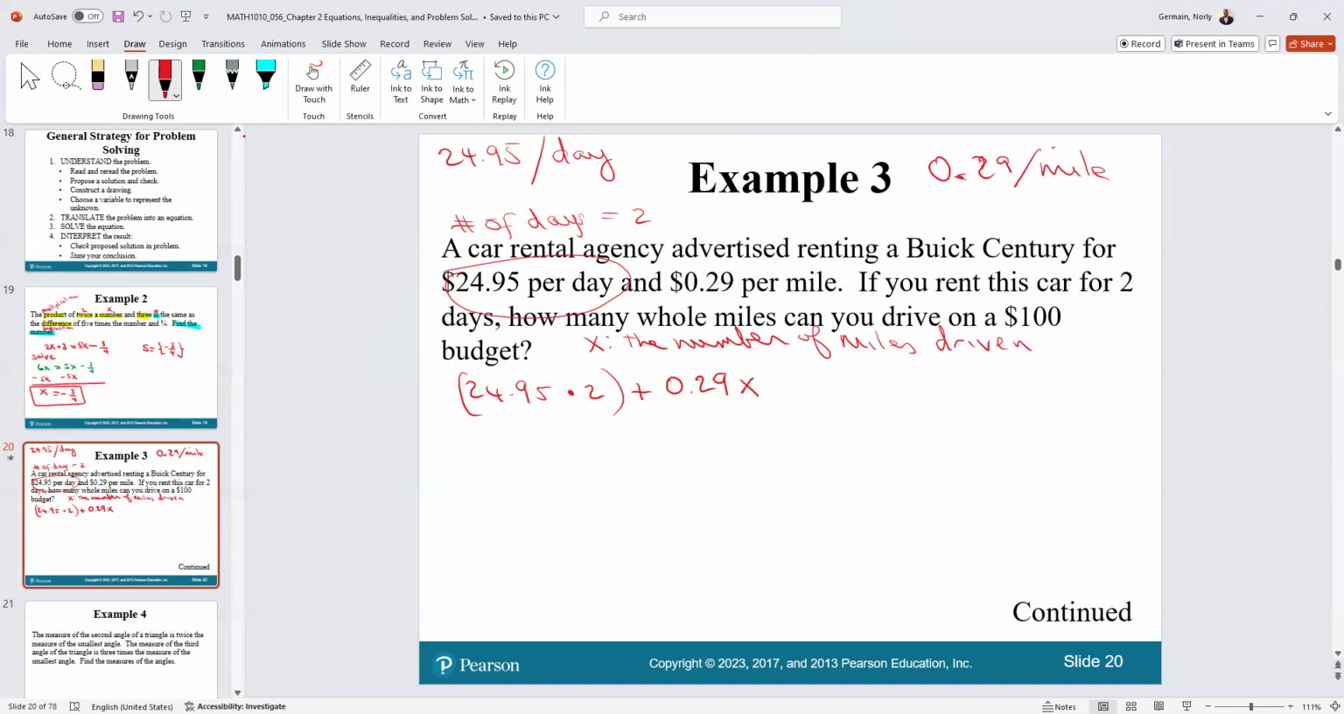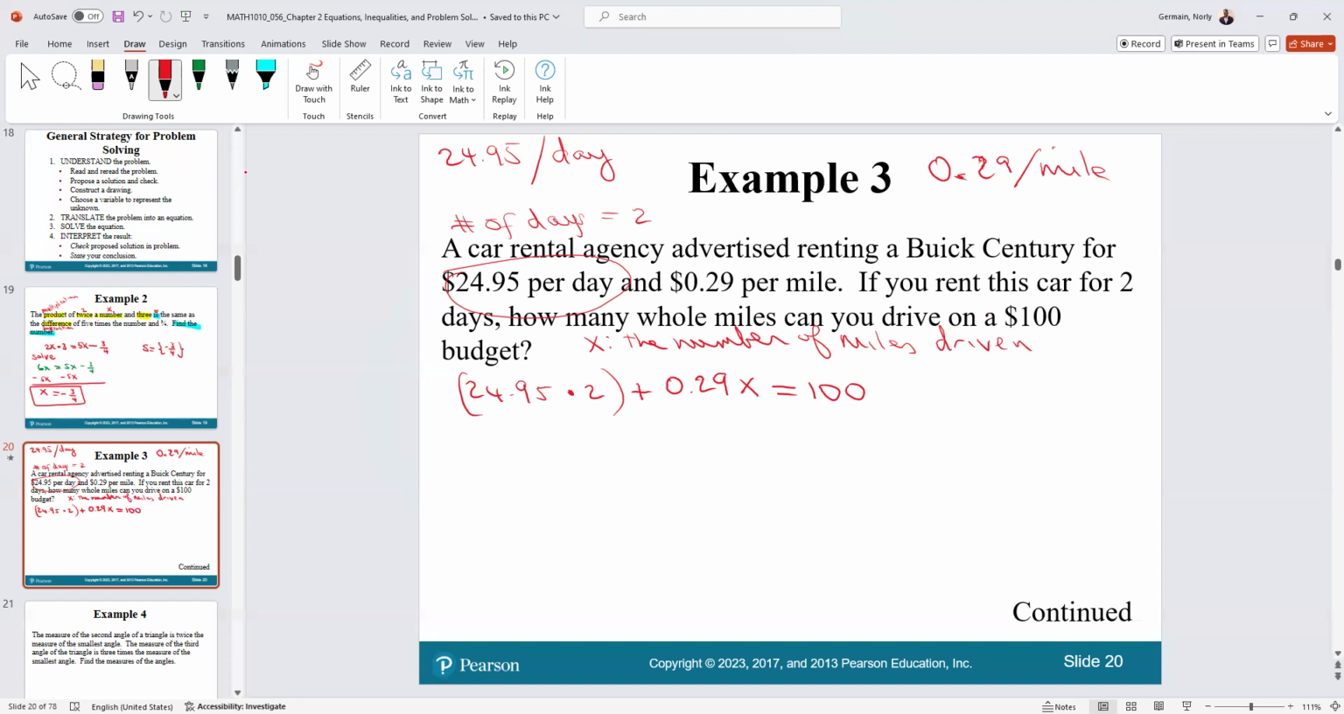So now this said, how many whole miles, whole means no decimal. How many whole miles can you drive on a $100 budget? Whatever you do must be equal to 100, but it can be less, of course, but cannot exceed your budget. If you have $100 to spend, you can spend $10, $20, 50, 60, 70, 75, 90, 99.99, or 100, but you cannot do 100.05 because you have only $100.